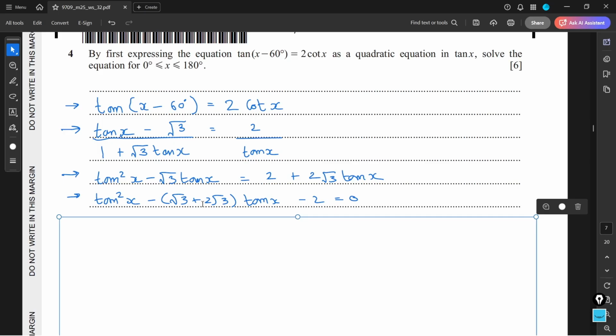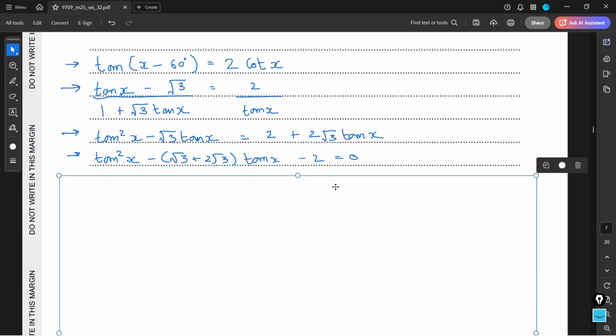And then I'm just going to make this a quadratic in terms of tan. So it is going to become tan squared x, then minus root 3 tan x minus 2 root 3 tan x. I know that minus is a common factor. So minus of root 3 plus 2 root 3 into tan x will be the term in tan x. Then this 2 also goes to the left hand side, becomes minus 2 is equal to 0. Now that it's a quadratic in terms of tan, I can use the quadratic formula to solve it further. And that is exactly what I've done in the next step.